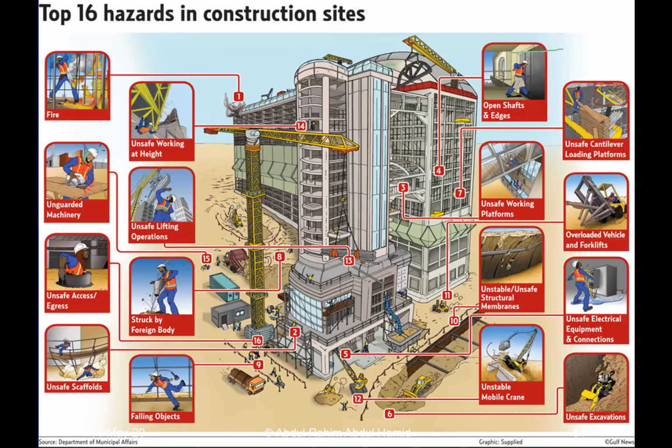Then you can also Google this one, top 16 hazards in the construction site. So you will get this picture. For instance, if you want to construct a high-rise building, there could be a lot of hazards around, and the top 16 hazards could be associated with what? Number one, fire hazard. And then what else? All kinds of things are mentioned here that are the hazards normally available during high-rise construction.